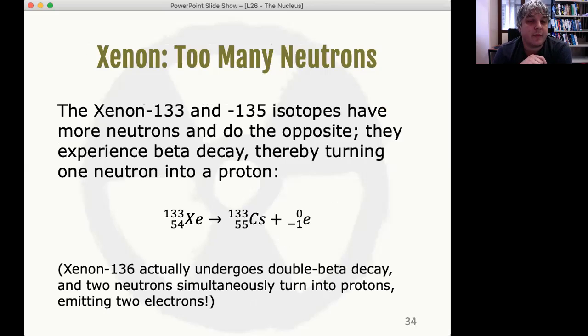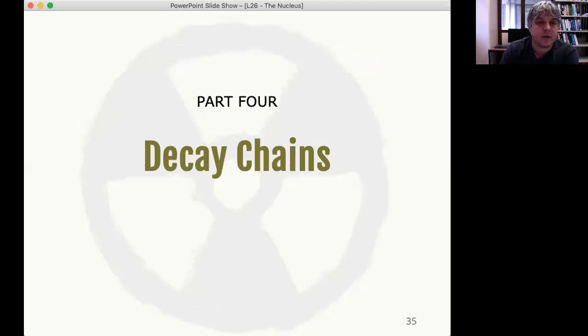Xenon 133 and 135 have more neutrons, and they do the opposite. They experience beta decay, turning one neutron into a proton. So xenon does the electron capture and electron emission. Xenon 136 undergoes double beta decay, and that's exactly what it sounds like. Two neutrons turn into protons instead of just one at a time. So there are different types of decay. Different isotopes will undergo different types of decay most commonly. I was about to add another comment about different types of decay from the same isotope, but we mention that shortly.